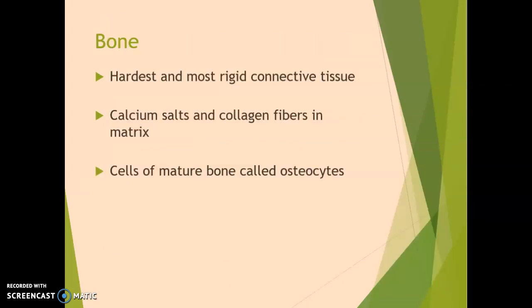Bone is the hardest and most rigid connective tissue. It's made of calcium salts and collagen fibers in the matrix. The cells of mature bone are called osteocytes, osteo meaning bone, cytes meaning cells.